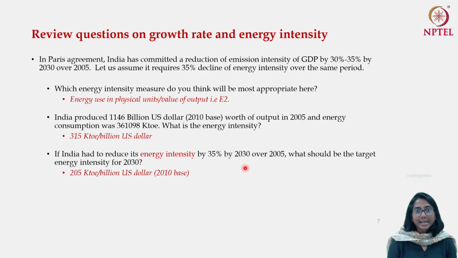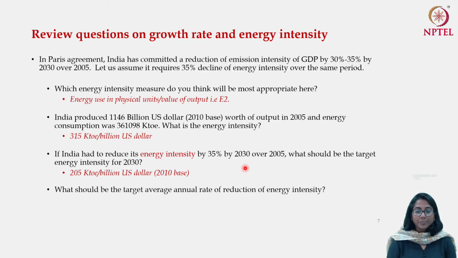The final question takes into account the average annual rate of growth. The question is, what should be the target average annual rate of reduction of energy intensity? And this takes you to the formula where the average annual rate of growth is a function of the initial and the terminal year and also the time period that you are considering. A quick hint is given, and this should give you an answer that the average annual rate of decline to go from 315 kTOE per billion US dollar to 205 kTOE per billion US dollar is 1.7% per annum.